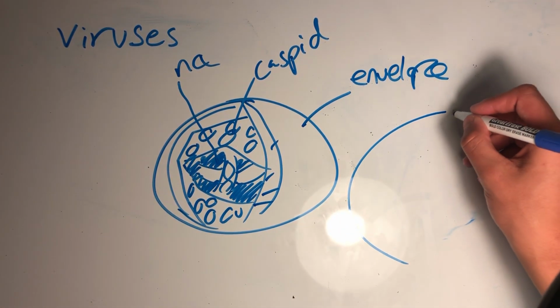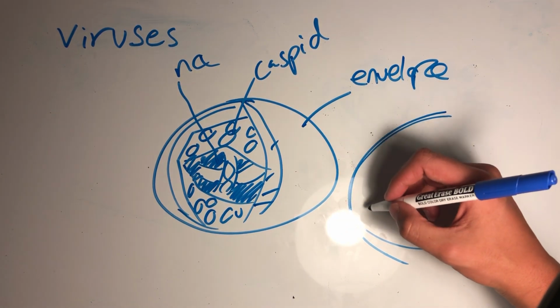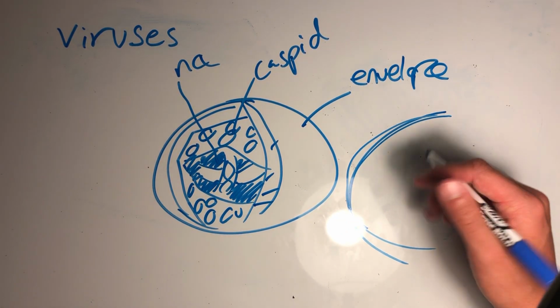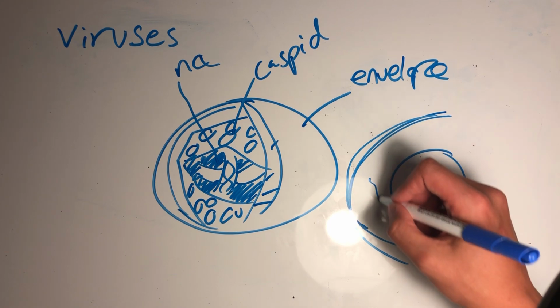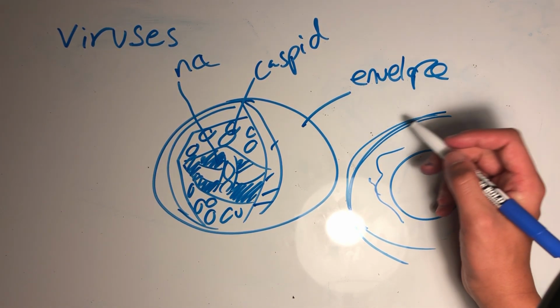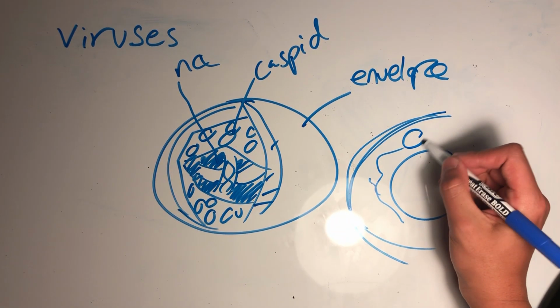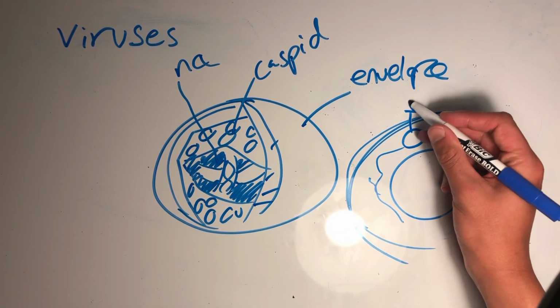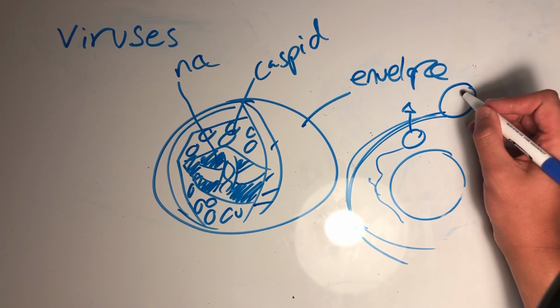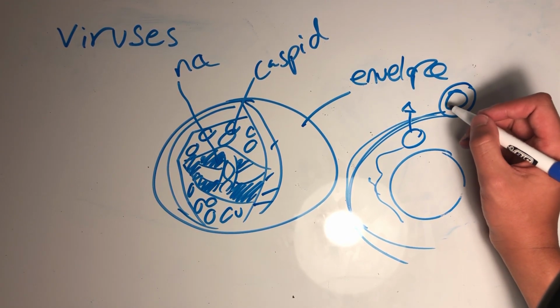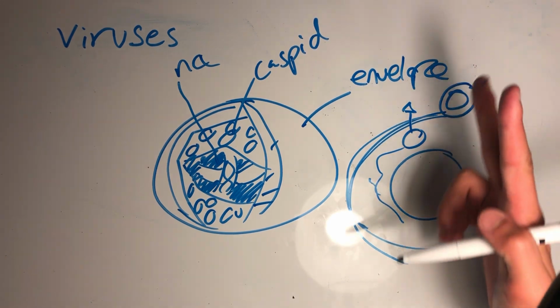So for anyone who's been in 6th or 7th grade, here's a rough drawing of a cell, maybe that's the nucleus, but it has a cell membrane, which is basically the cell wall. And so after the virus gets out, it's going to obtain part of the cell wall, and that's going to be the quote-unquote envelope.